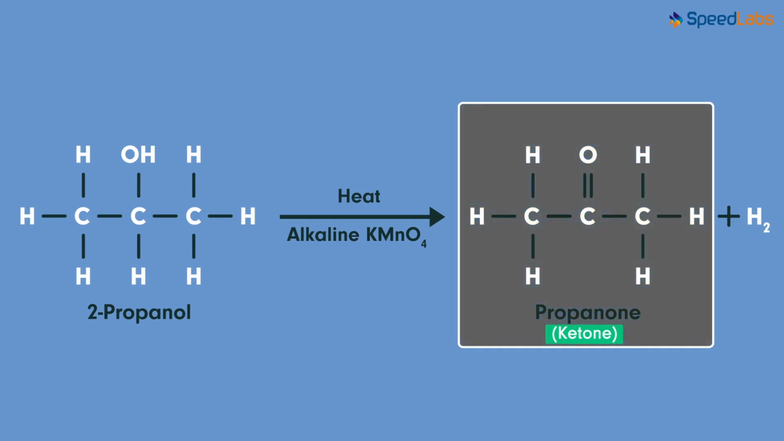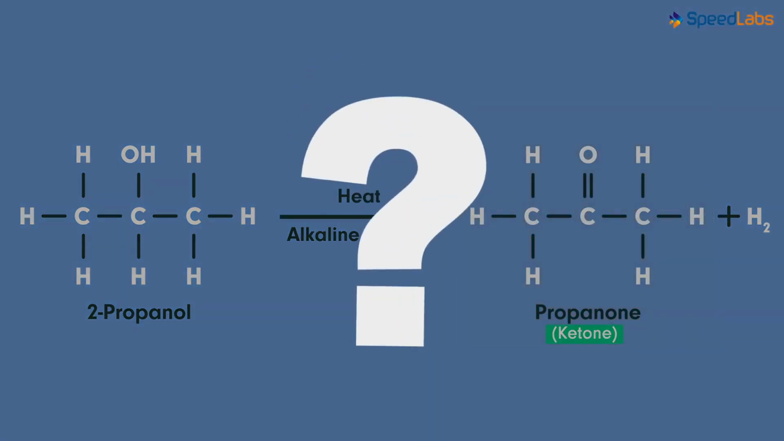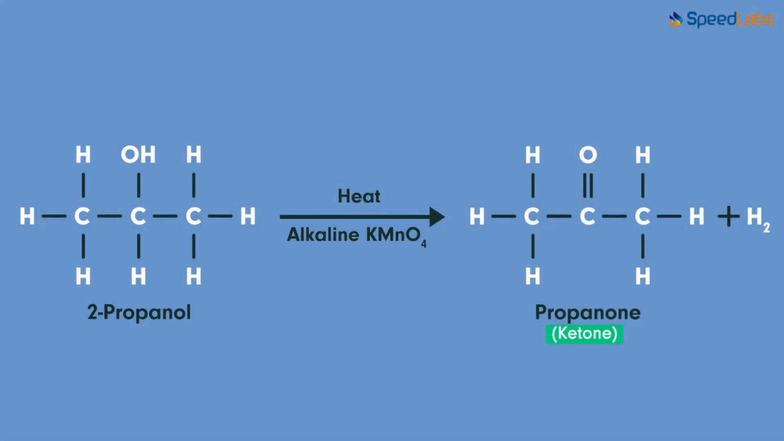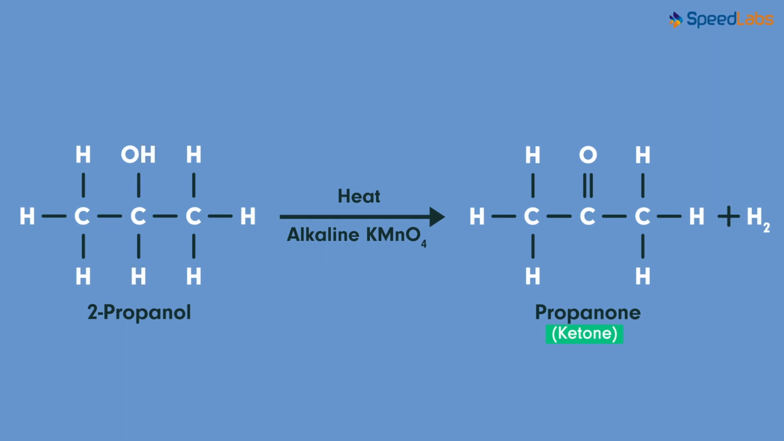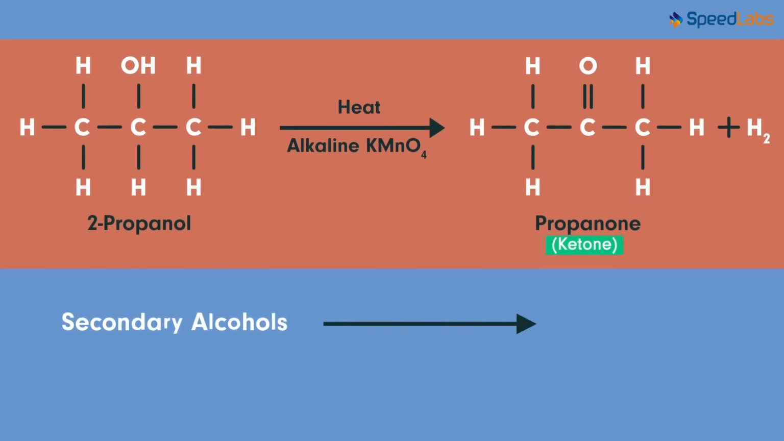And did you notice one important thing? Here, there was no addition of oxygen atom, right? Then how can we say it's oxidation? Well, just recall what we said. Oxidation can also be the removal of hydrogen. So even though no oxygen atom gets added, we notice the removal of 2 hydrogen atoms in this case, don't we? Yes, that's the reason why we can say that this type of reaction is also oxidation. So we usually find secondary alcohols giving us ketones on oxidation.